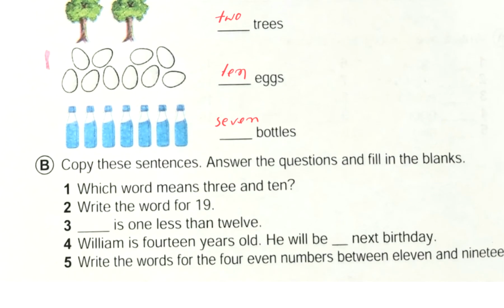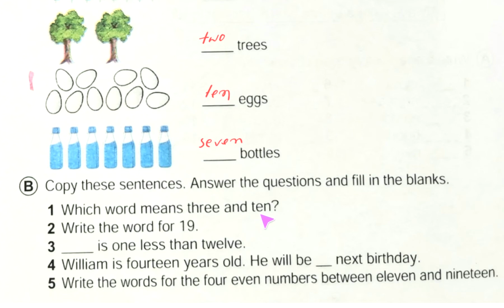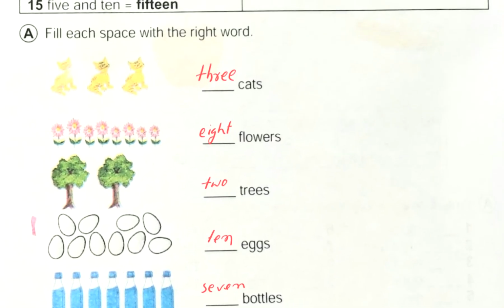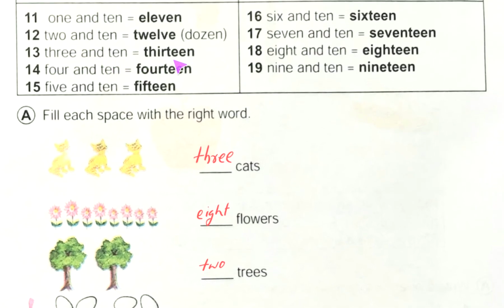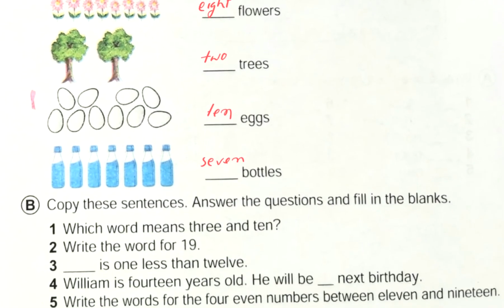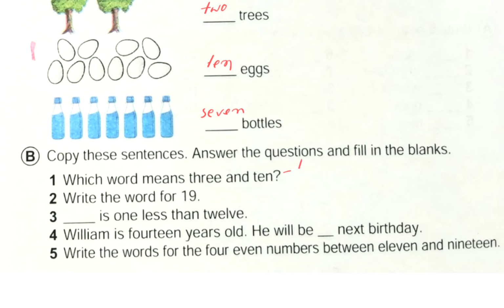Let's do that one. Here the question says, copy these sentences, answer the questions and fill in the blanks. Which word means 3 and 10? I think you have already got the answer. If somebody wants to see, I can show you, 3 and 10 is called 13. So in this place, we will write what? We'll write 13, THIRTEEN. 13.